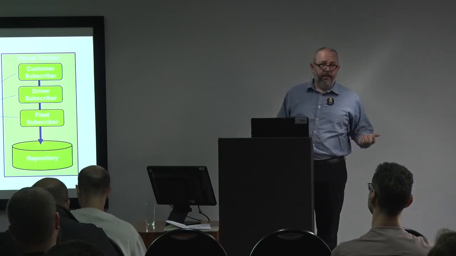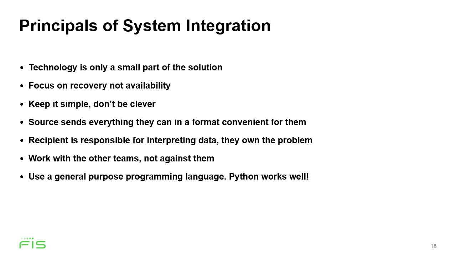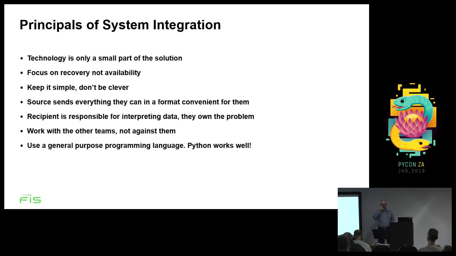All right, so to wrap things up, what have we learned today? Principles of system integration. First thing is, technology is only a small part of the problem. Here, we're all developers, we're programmers. We like to focus on the technology. We want to talk about YAML and XML and JSON, and do we do this via a RESTful interface or SOAP, or are we going to use CORBA? For God's sake, no, let's not do that. But yeah, what's the technology that's going to send the data across?